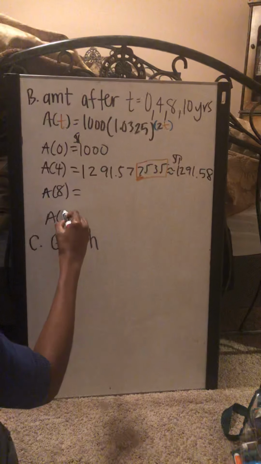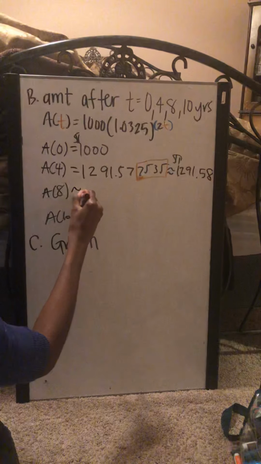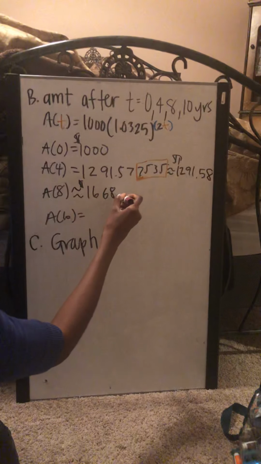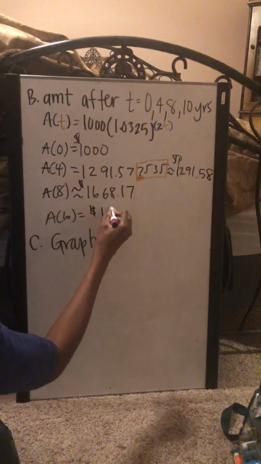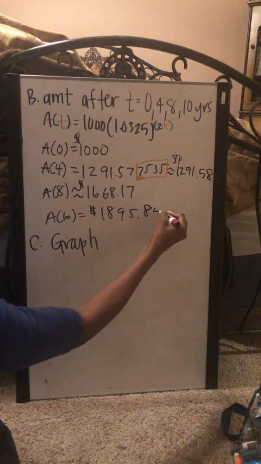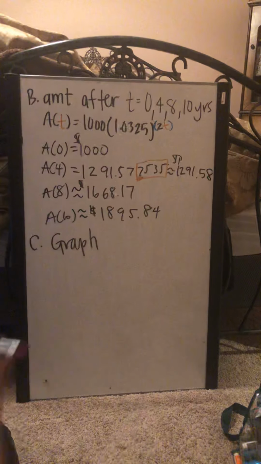If we do 8, I'm going to go ahead and approximate it to the nearest cent. We have 1668.172, so that means the 7 would stay. And then if we were to do 10, we get 1895.837, so the 3 would round up, okay? So those are the approximate ones, nearest cent.